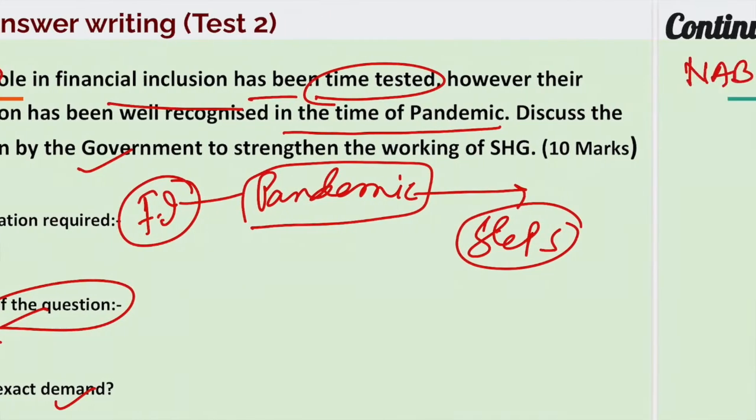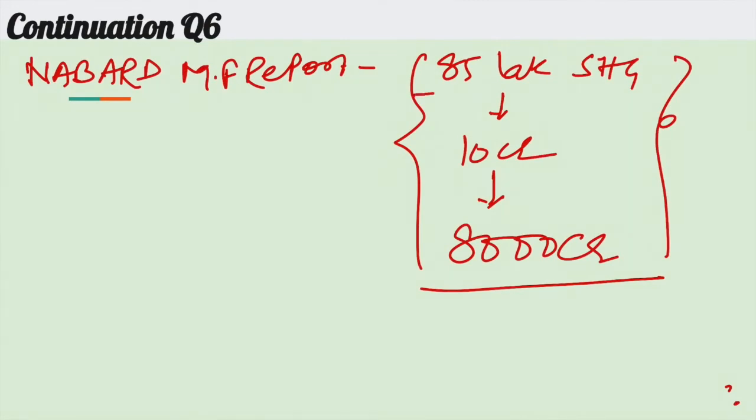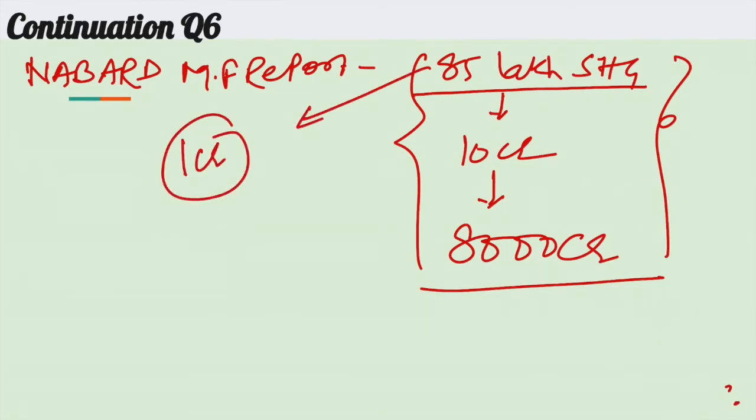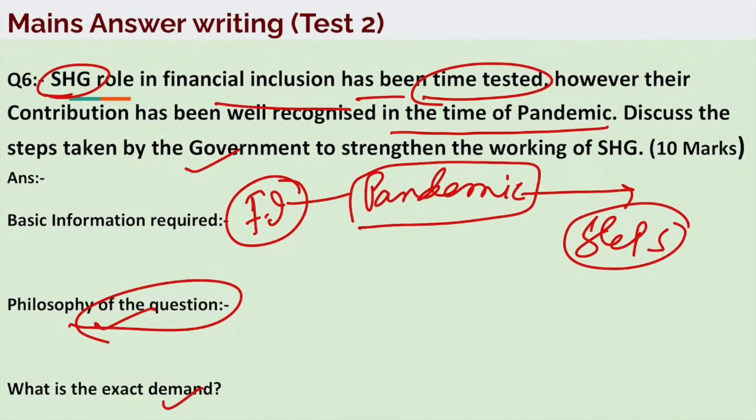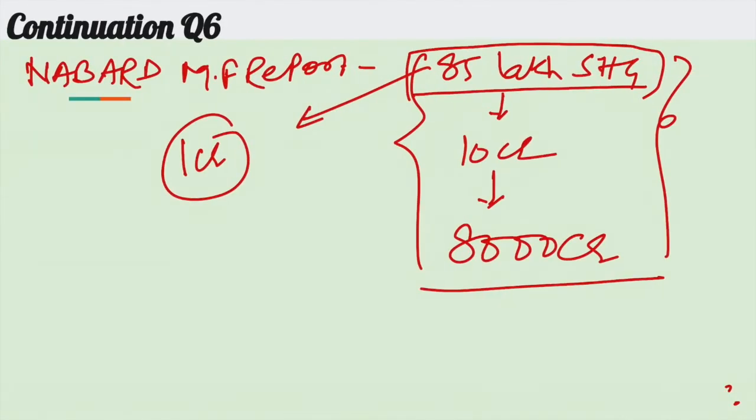Now when you give this data, it will substantiate the first statement, that financial inclusion is time-tested. And it is not that whenever I am putting the data of 85 lakh SHGs, we have only 85 lakh SHGs. According to NABARD, we have approximately 1 crore SHGs. They have just made the survey of 85 lakh SHGs, therefore this report is highlighting this. Understood? So now we are moving to the second part of the question, that is how it is well recognized in the time of the pandemic.